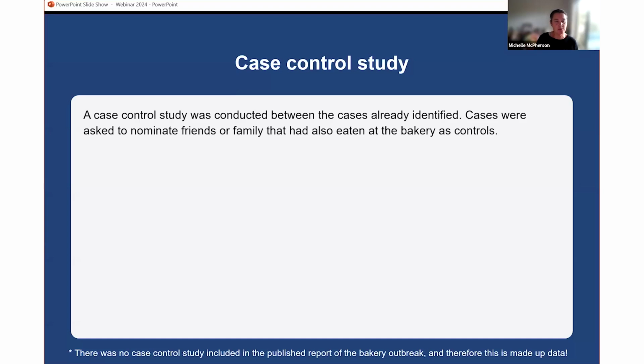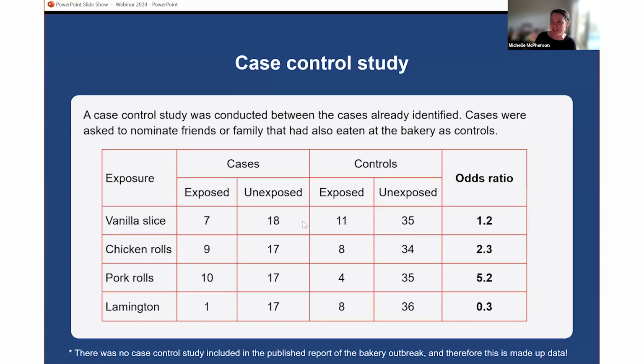The case control study was done between the cases already identified, and cases were asked to nominate friends or family that had also eaten at the bakery as controls. Now, I am just going to let you know that the data I've got here, I made up because I didn't actually do an analytical study in the real outbreak, but they did identify certain foods from the outbreak. So the intention is right, but the data is actually fabricated.